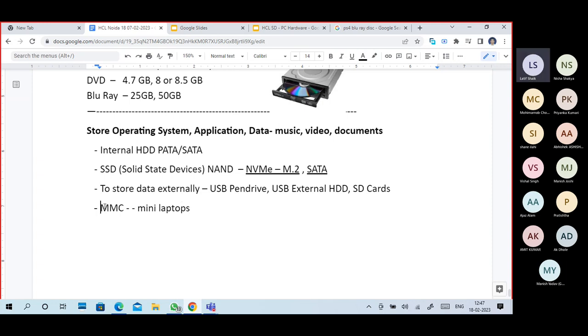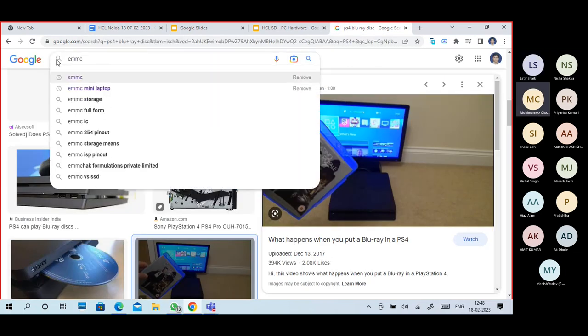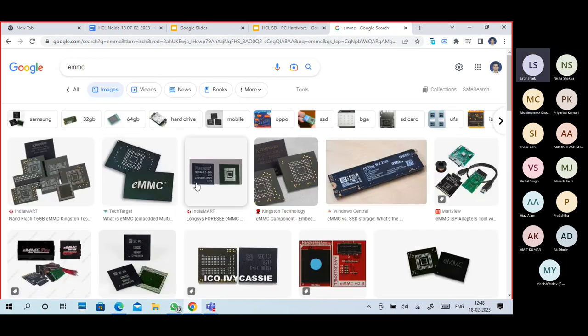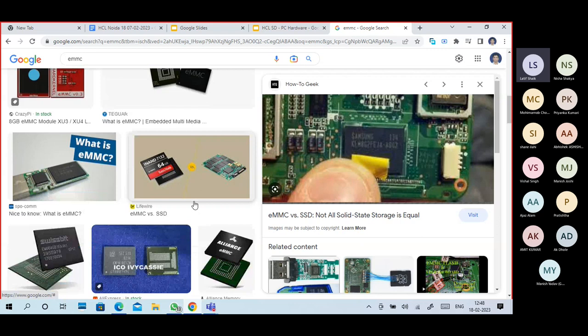Next one is eMMC. What is eMMC? I'll show you. You have a mobile phone, right? Your mobile phone shows internal memory of 64GB or 128GB. So where is the data stored? In eMMC. This kind of chipset is inside your mobile phone, and the data is stored in these chips only.